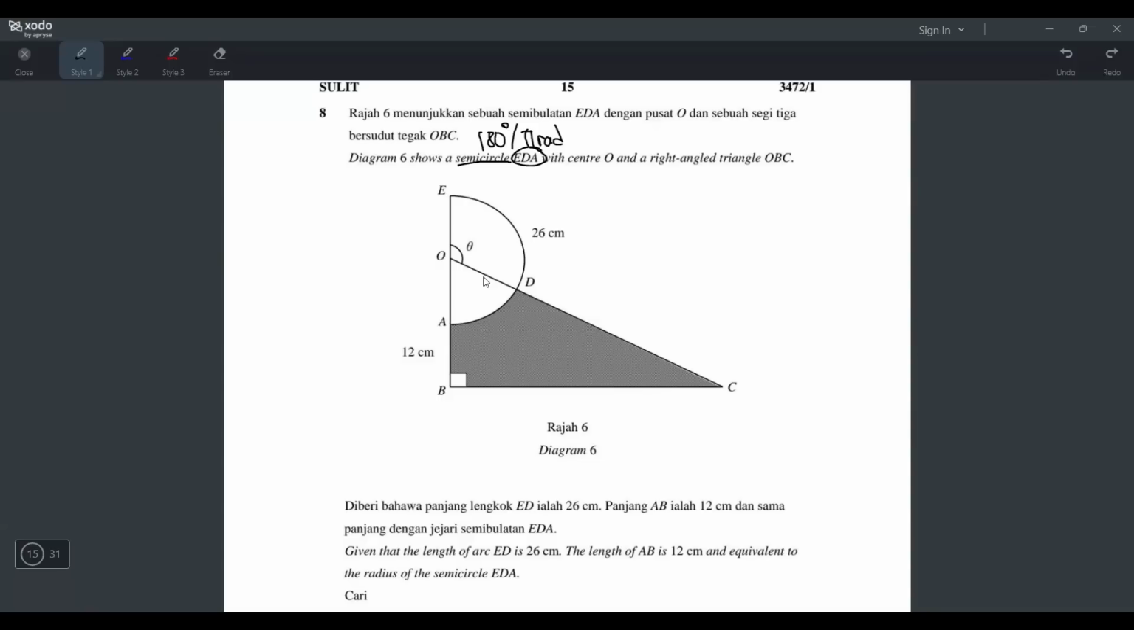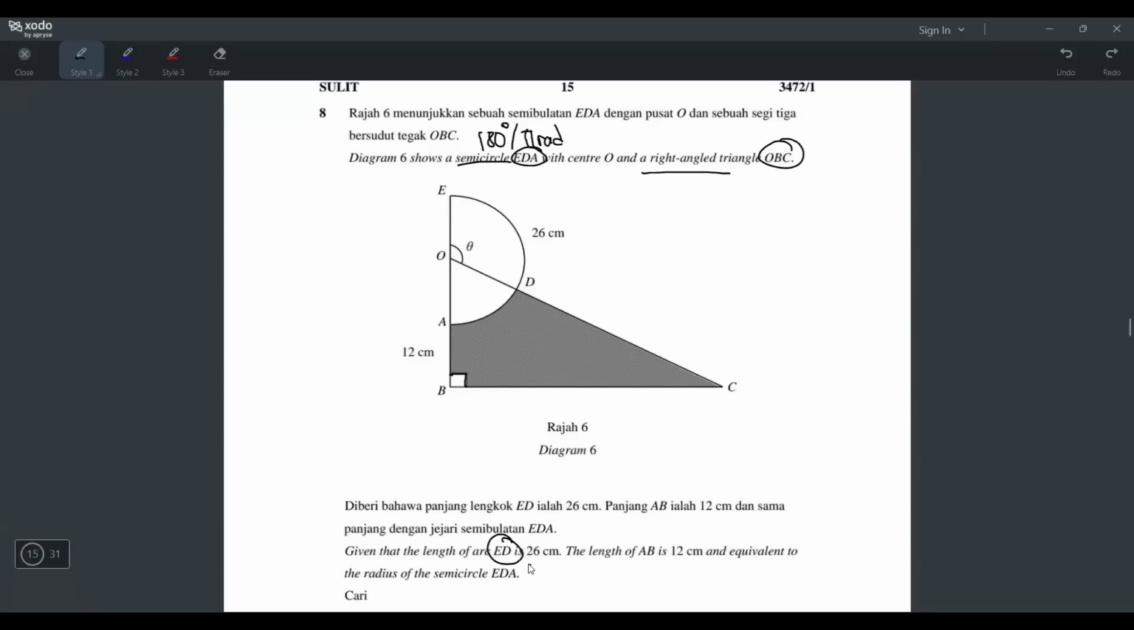Okay, with center O and the right angle triangle, OBC. So right angle triangle means there will be 90 degrees. So where is it? OBC, 90 degrees. Okay, when there is a right angle triangle, we can use Pythagoras theorem or the trigo formula, the SOH CAH TOA formula. But don't use it first because we still haven't finished labeling. So let's see what it says.